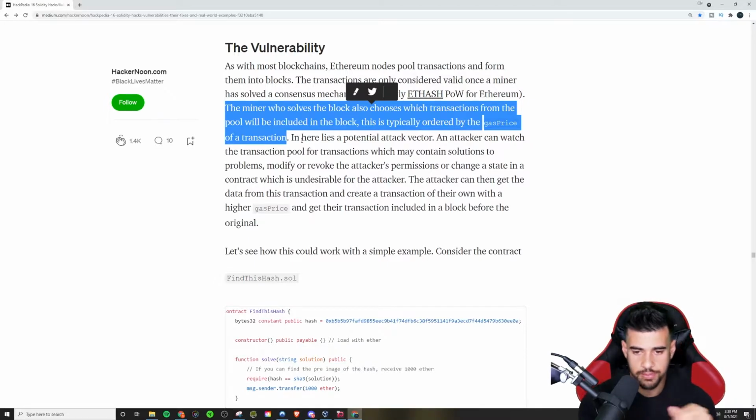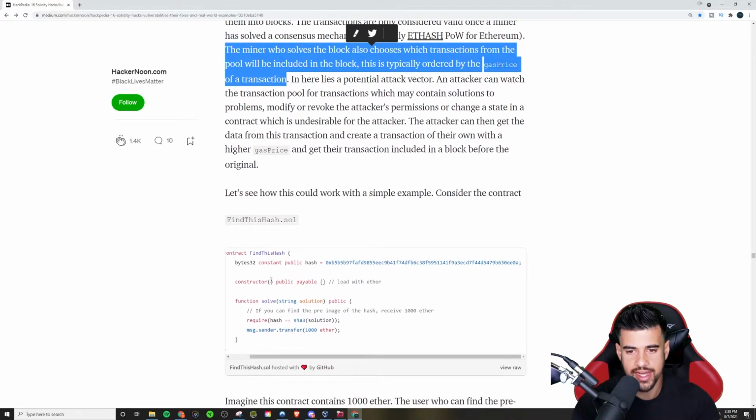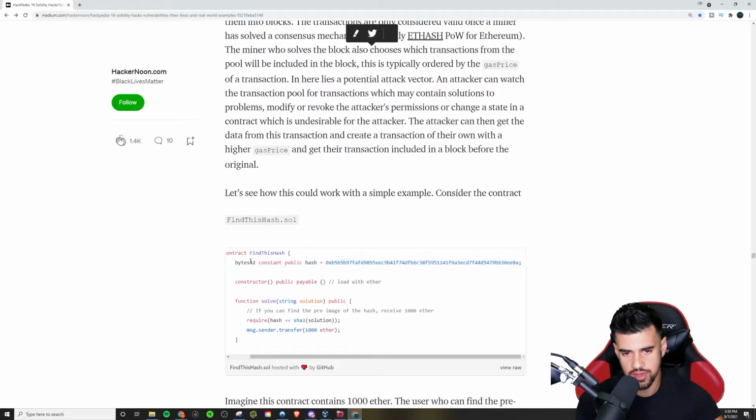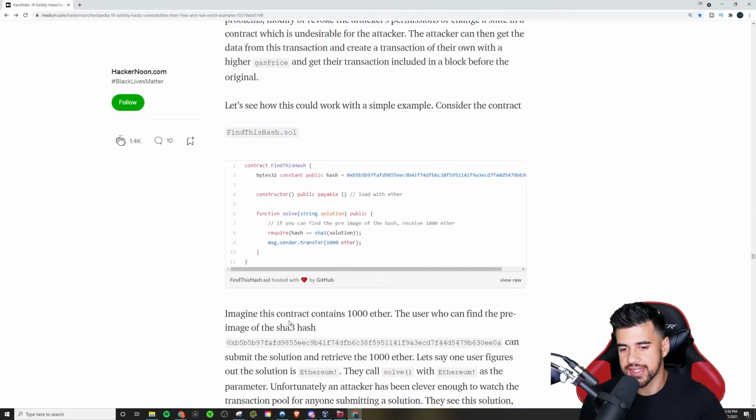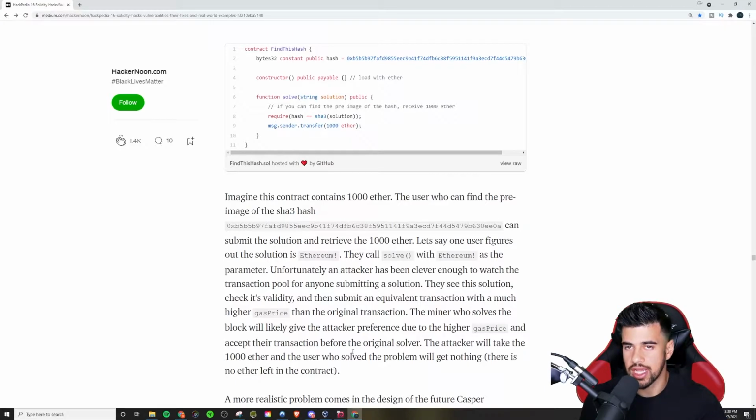A lot of times this vulnerability has to do with, for the user exploiting it, someone submitting a solution. Here's the example: there's a find-this-hash contract, and you have to guess the word associated with this hash. If you can find the pre-hash image, you'll receive 1,000 Ether. This is one such example. What you could do as an attacker, and they talk about this, is just watch the blockchain, because remember, the Ethereum blockchain is public.